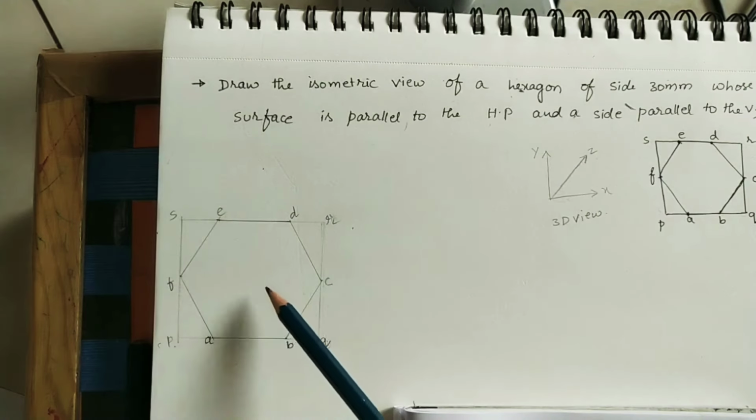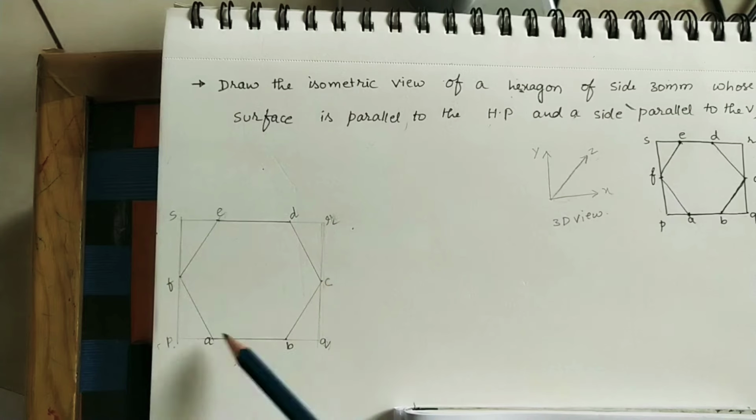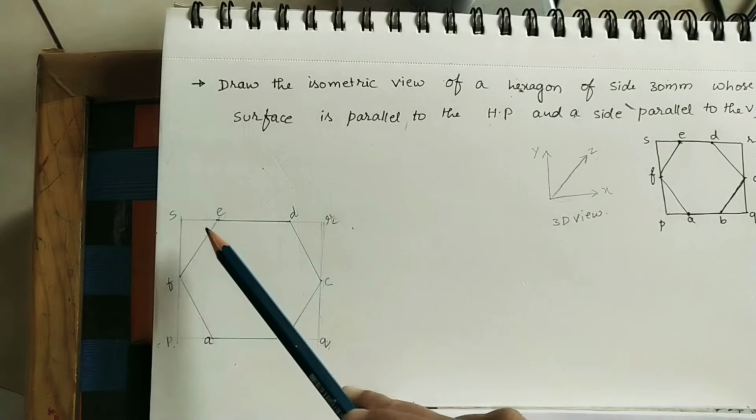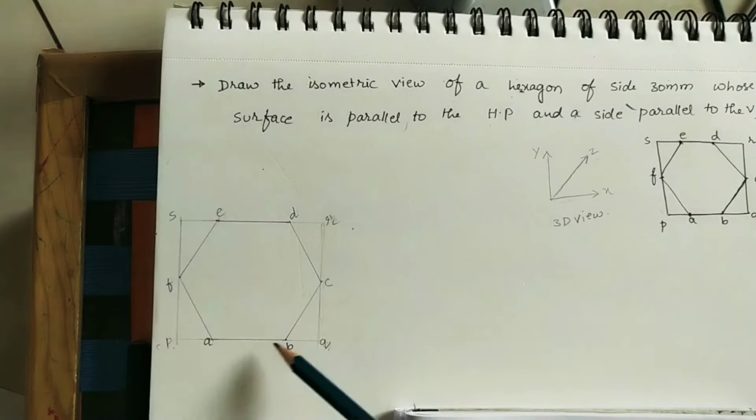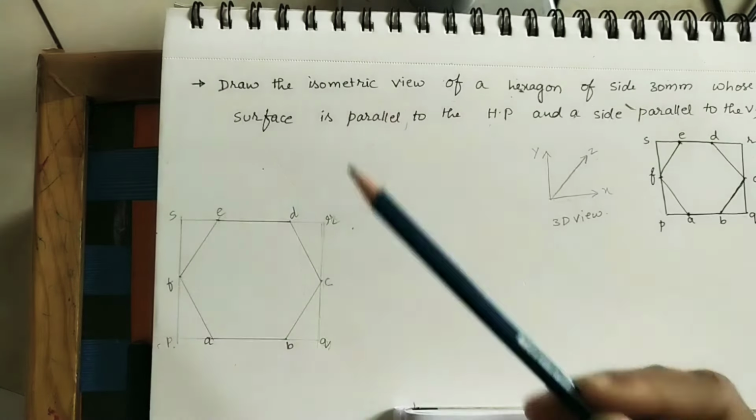For any polygon, follow the same process. First do the polygon by using outer angle method. After that, do one box which is passing through all the corners. Okay. So in this box, we are making this hexagon. So for this, do the isometric view.